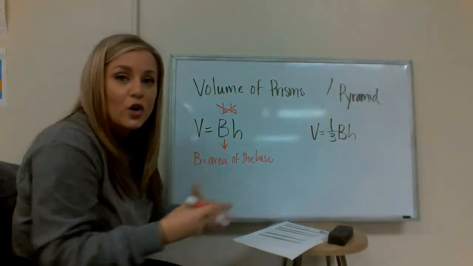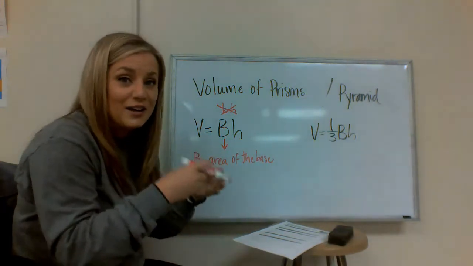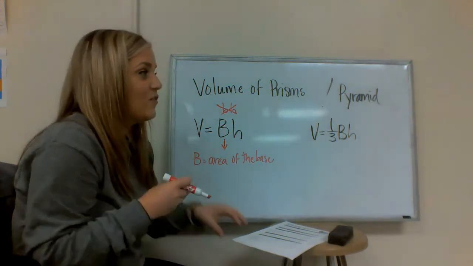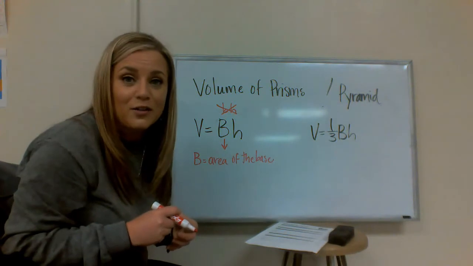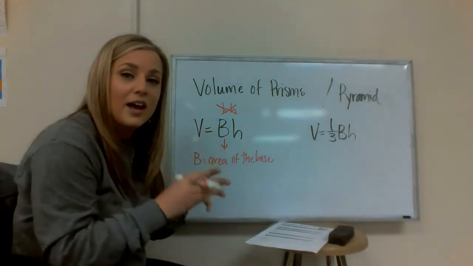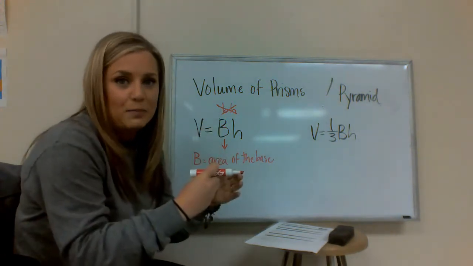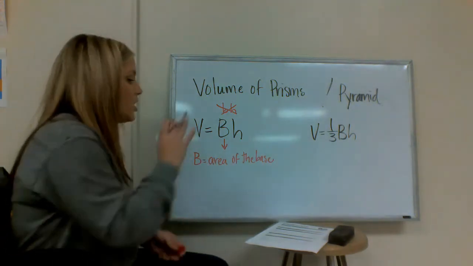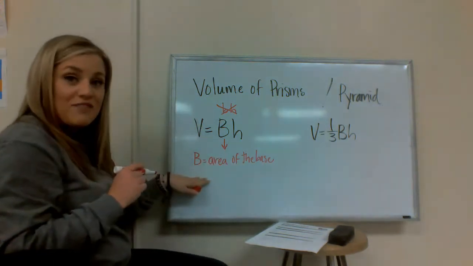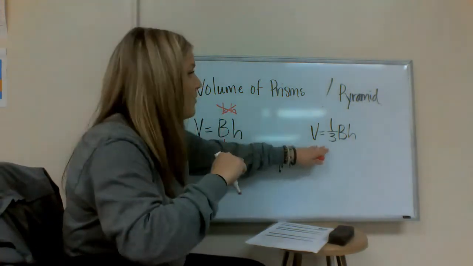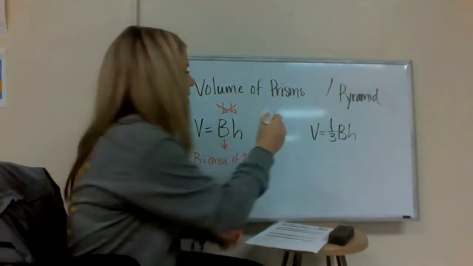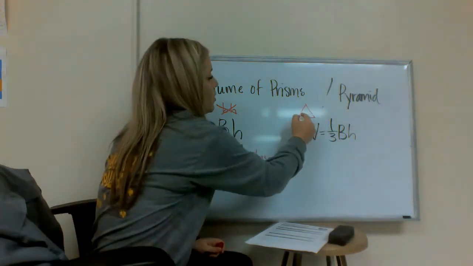If it's a circle, you've got to find the area of the circle, okay? If it is a parallelogram, you got to find the area of the parallelogram, okay? So you got to find the area of whatever the base of that shape is, okay? All right, so write that down. Then you come over here. So next to volume of a pyramid, this is the ones that come to a point. Pyramids come to a point, right?